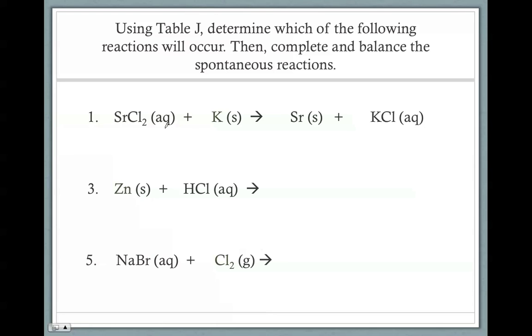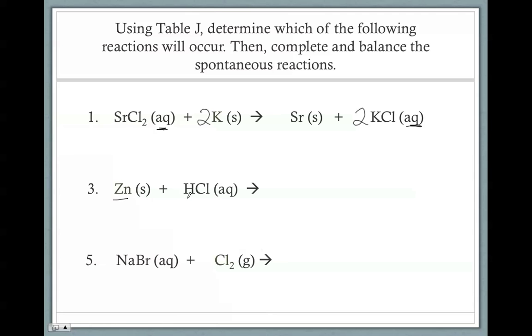Because we already know there's a presence of water by this AQ here, we can then show that this is going to be aqueous KCl based on table F. And then we would just have to make sure that we balance it by placing a 2 in front of KCl and a 2 in front of potassium. All right, we already have checked.